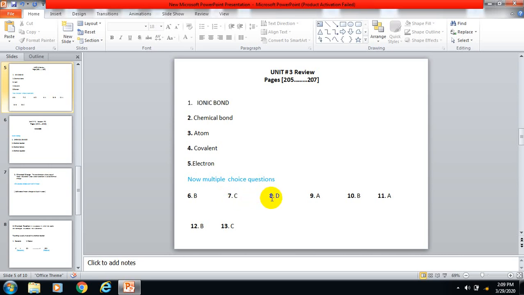Come to the 8th option, the review continues. This is on page number 206. The 8th option has a diagram given for you. By whom was this model of an atom proposed? D, Bohr proposed this model. Look at the 9th option. In a neutral atom, the number of electrons is equal to the number of what other part? The answer is 9A.